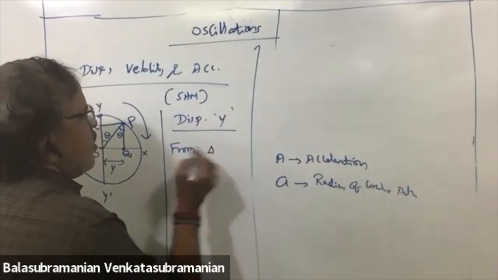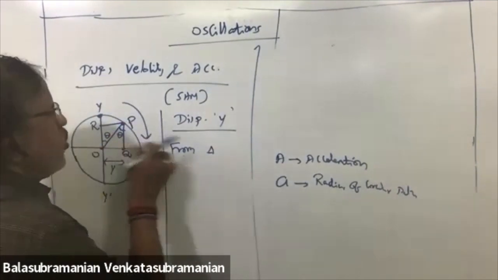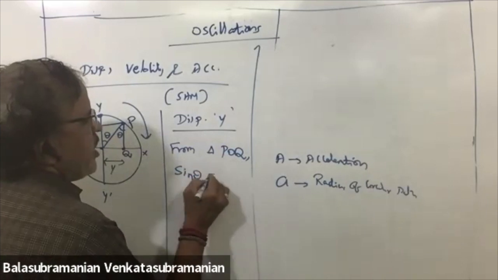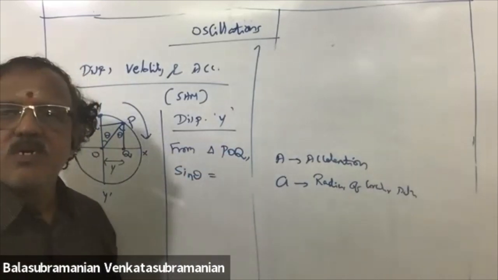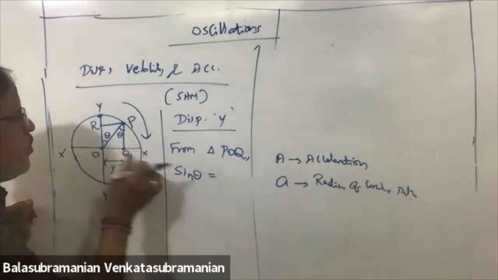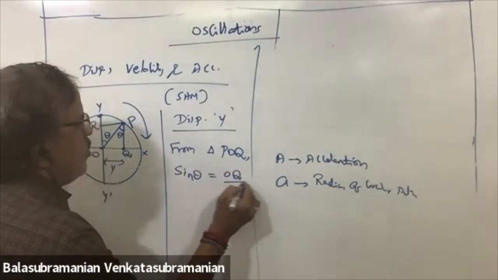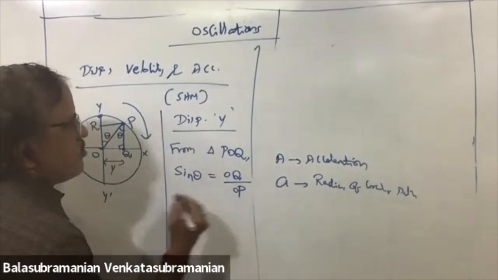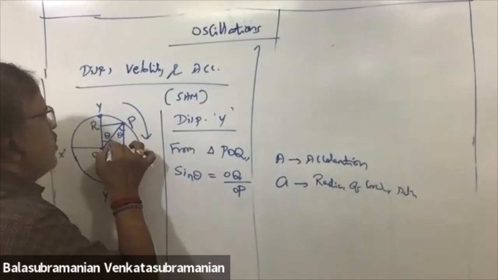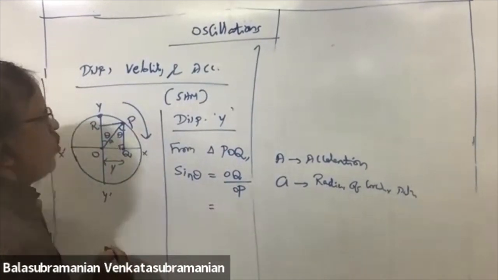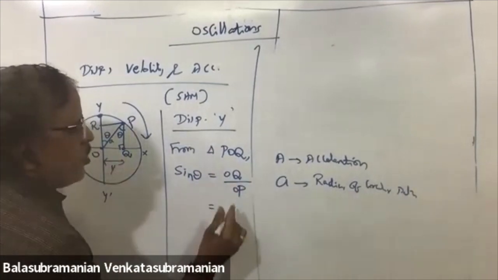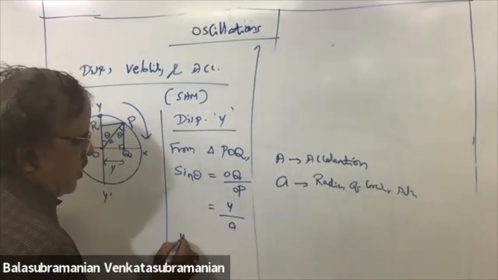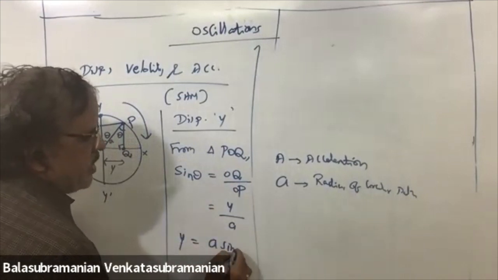From triangle POQ, calculate sin theta. What is sin theta? Opposite side OQ by hypotenuse OP. OQ by OP. OQ is Y, OP is A. So Y is equal to A sin theta.